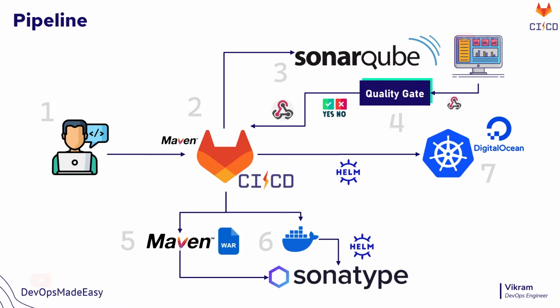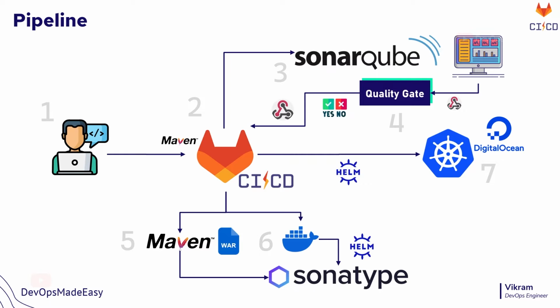to the next stage, that is the artifact which we created. So we can store that artifact in SonarQube in hosted Maven repositories, and at the same time we'll also containerize our application and then store our image in DockerHub. And finally, once this is done, we are going to deploy our application to the DigitalOcean Kubernetes platform.